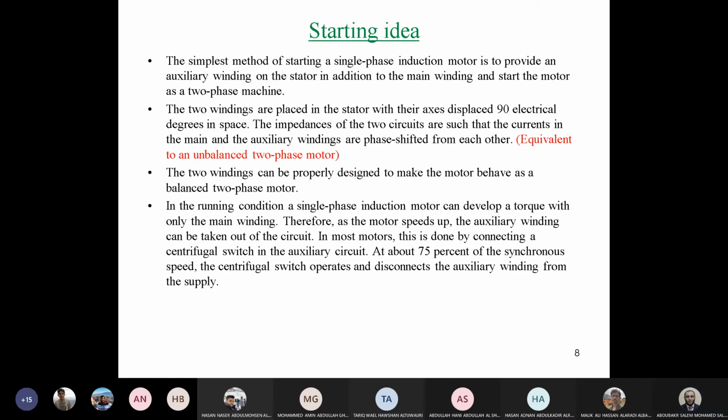So what are the starting ideas now? Let's discuss them in detail, inshallah. The simplest method of starting a single phase induction motor is to provide an auxiliary winding. So if we add an auxiliary winding, what will happen? What do you expect if you have another winding in the machine?